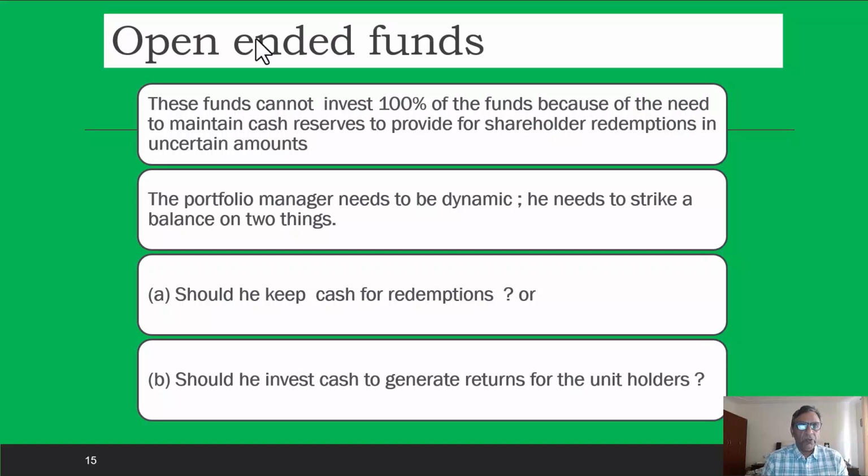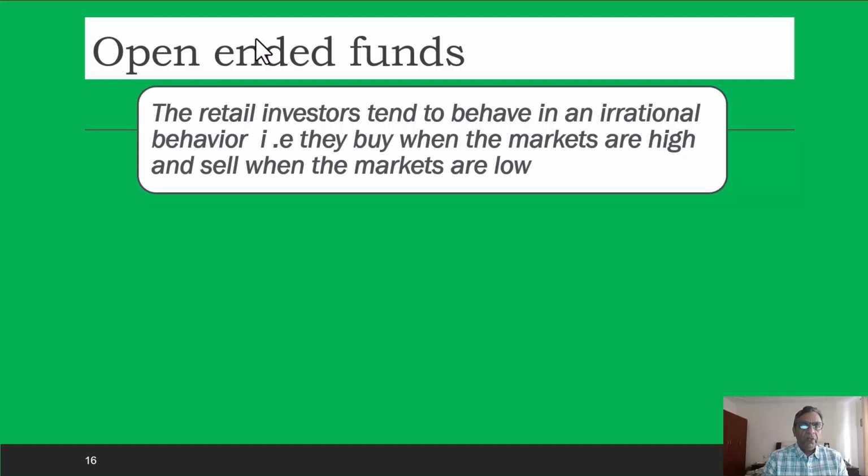So, he has to maintain a balance on how much cash he should keep for redemptions, because if he keeps more cash, there will be less money left for investments. How much cash he should keep and how much he should invest, he has to balance both. The retail investors tend to behave irrationally.